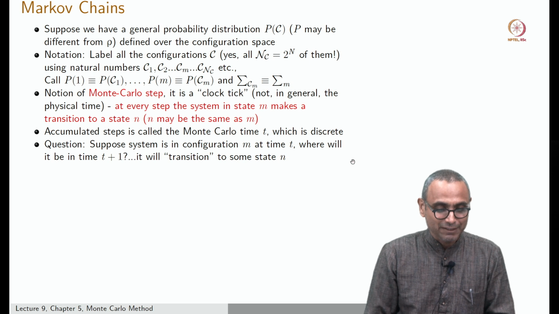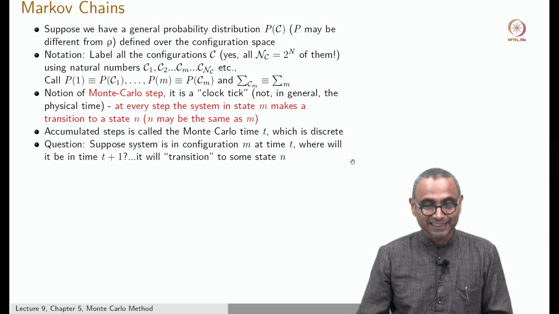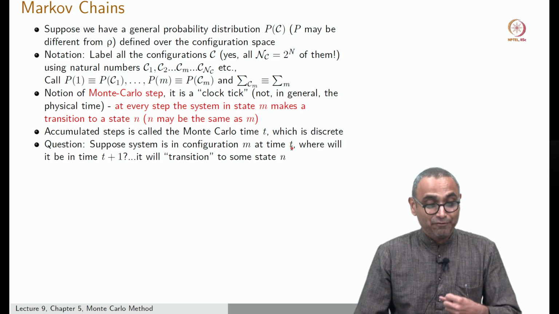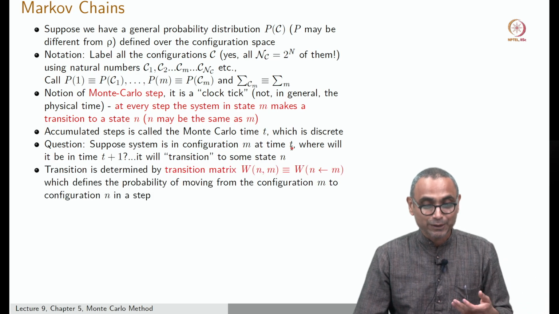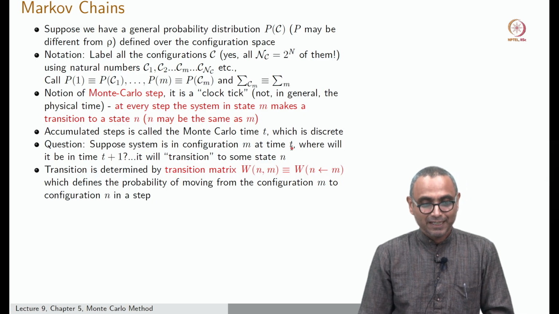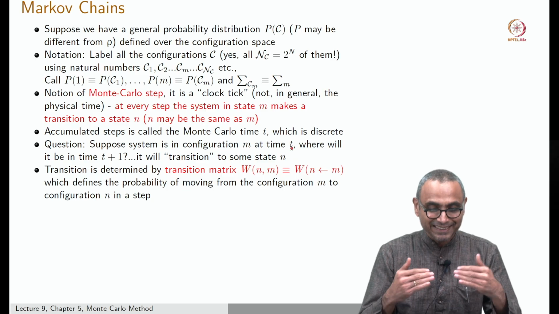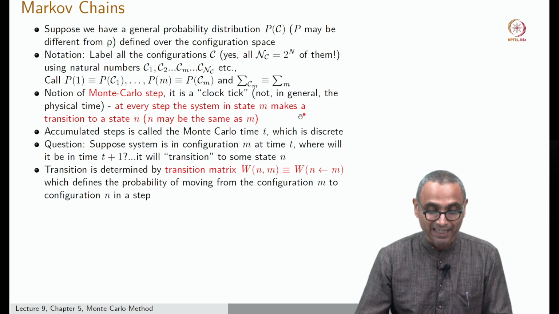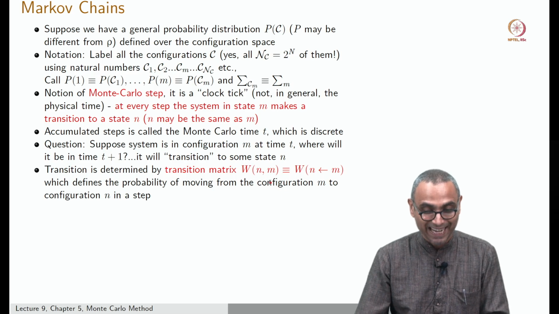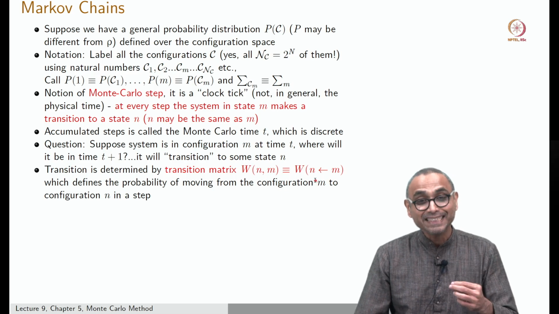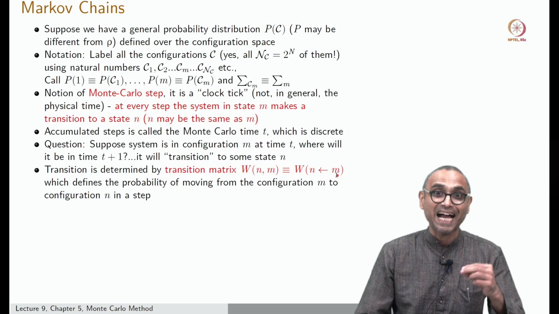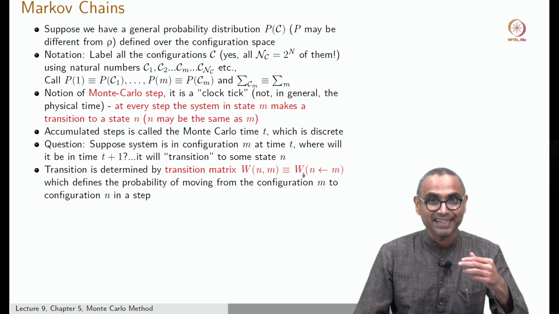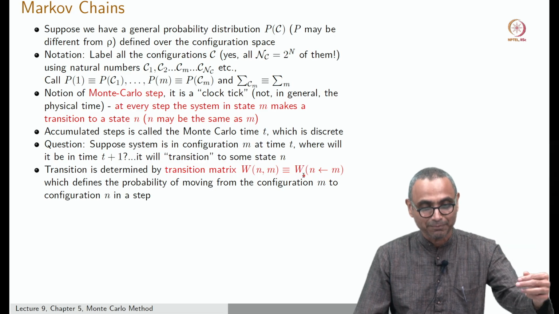So the question we want to ask is the following. Suppose we know that the system is in some configuration M at time t. Where will it be at time t plus 1? So it will certainly transition to some other state, probably N, but which one should it be? So what we are going to postulate is that this transition is going to be determined by something called a transition matrix, which I am going to call WNM. So it tells you the probability that if I am in a state M, I will land up in a state N in going from time step t to time step t plus 1.